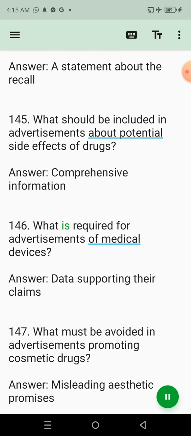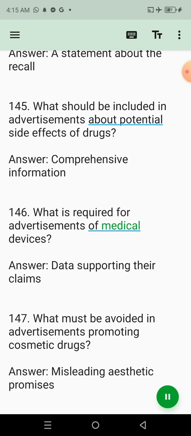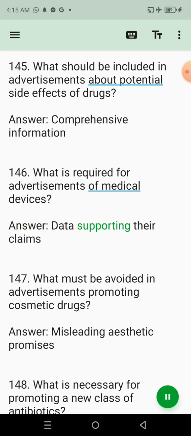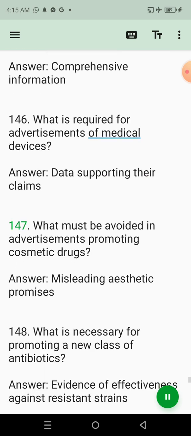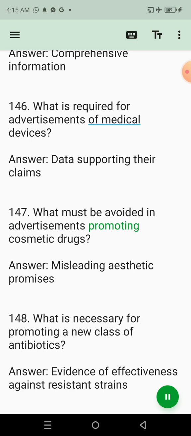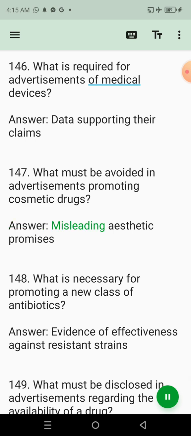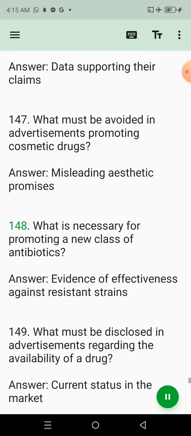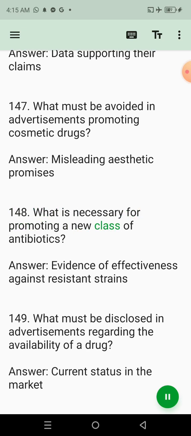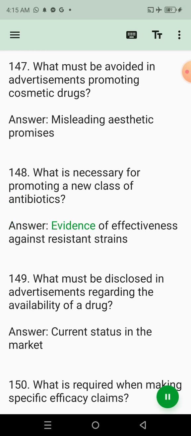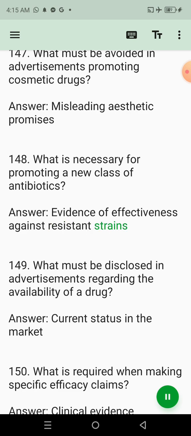146. What is required for advertisements of medical devices? Answer: data supporting their claims. 147. What must be avoided in advertisements promoting cosmetic drugs? Answer: misleading aesthetic promises. 148. What is necessary for promoting a new class of antibiotics? Answer: evidence of effectiveness against resistant strains.